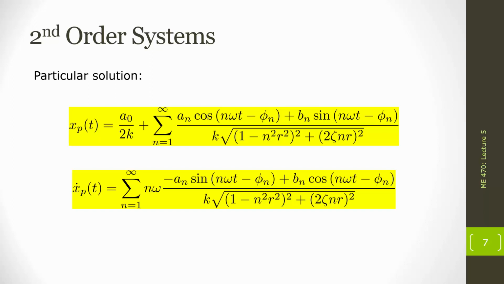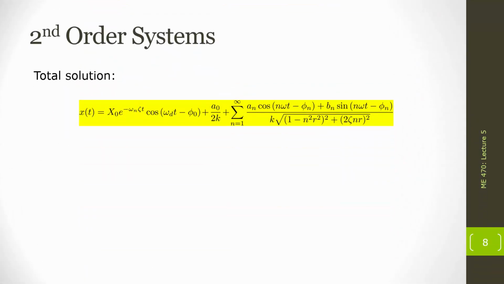Now we can put it all together to get the total solution. So our x of t total solution is made up of this particular solution that we were just looking at, which includes the constant term and then this infinite sum, and it includes the homogeneous solution. I didn't take time to derive this again. It's exactly the same as we saw in the last two sections when we had the simple harmonic forcing and when we had a free damped system. That's exactly the homogeneous solution that we were seeing.